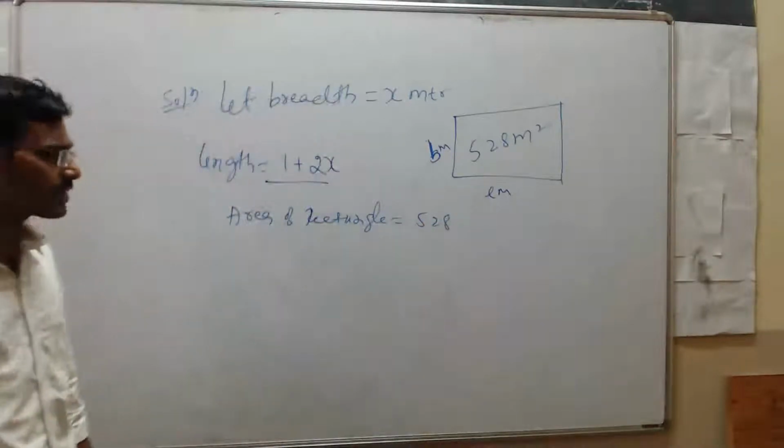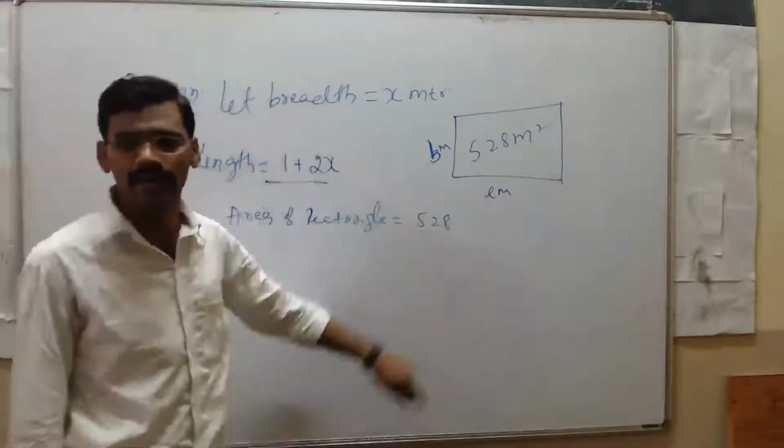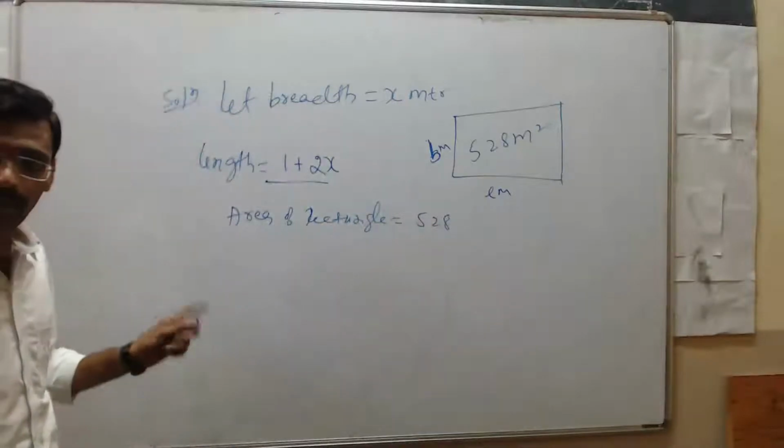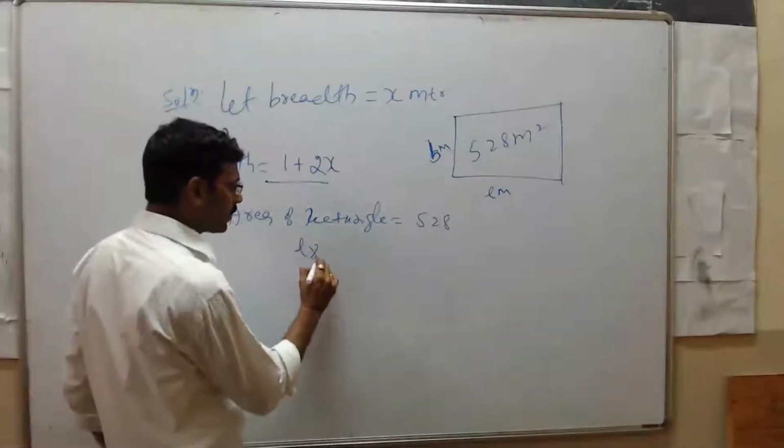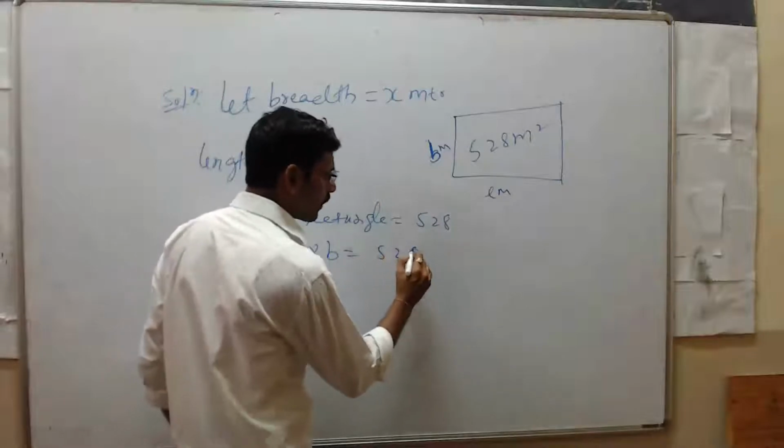Area of the rectangular plot is how much? 528 meters square. What is the area of rectangle formula? Length into breadth is equal to 528.